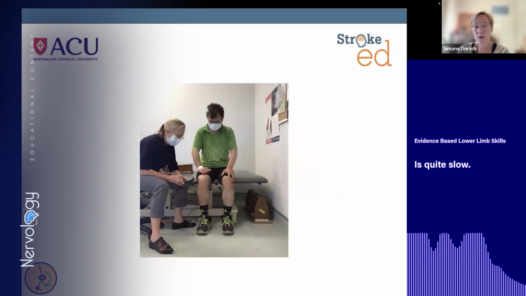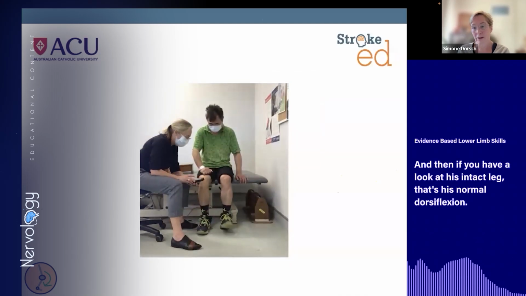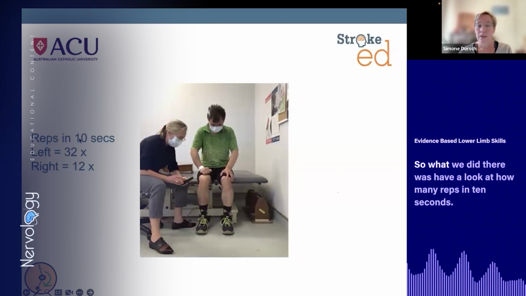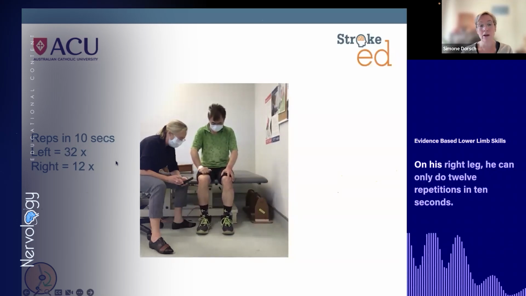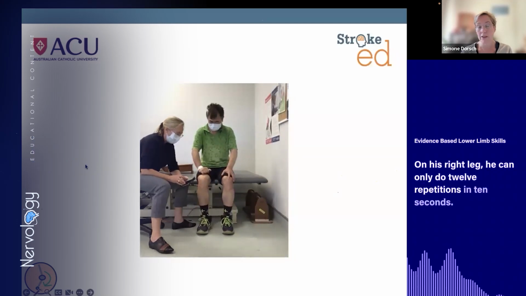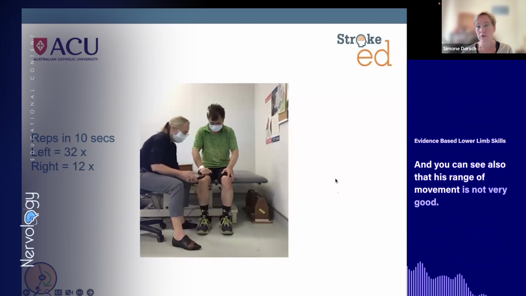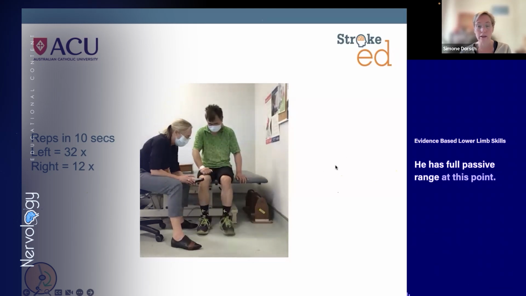He's quite slow. And then if you have a look at his intact leg, that's his normal dorsiflexion. I'm kind of laughing because it looks so different. So what we did there was have a look at how many reps in 10 seconds. On his left leg, he can do 30 repetitions. On his right leg, he can only do 12 repetitions in 10 seconds. And you can see also that his range of movement is not very good there, his active range. He has full passive range at this point.